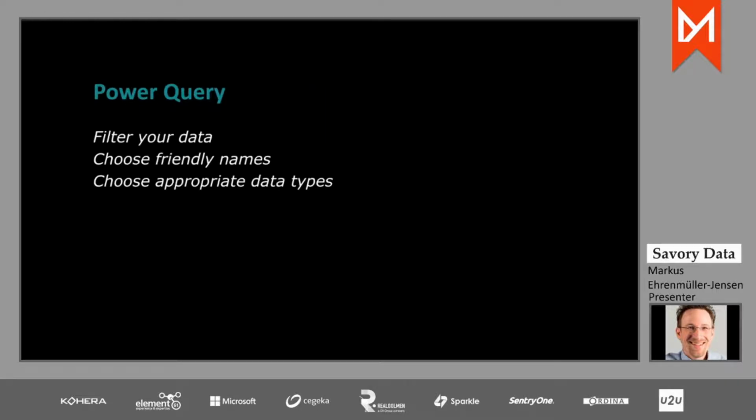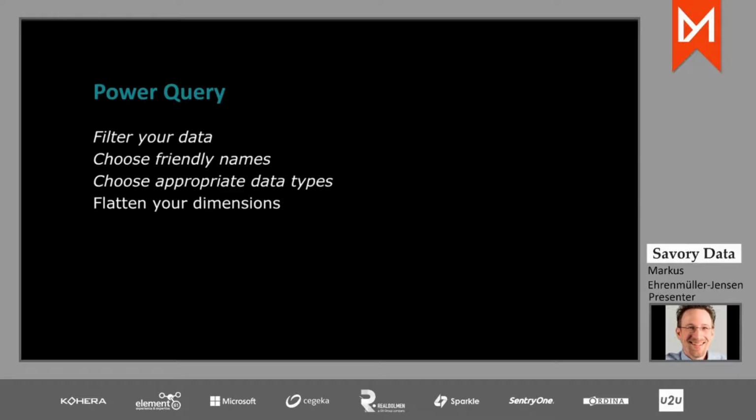And how do you turn your single table into a star schema? This is with Power Query. If you're not in the happy situation that you can access a data warehouse where somebody already thought about the modeling approach and provided you with a star schema, then you can build this on your own in Power Query. Power Query is used to filter your data, to change the names if it's really necessary, depending on the data source, and also to select the data types and everything.